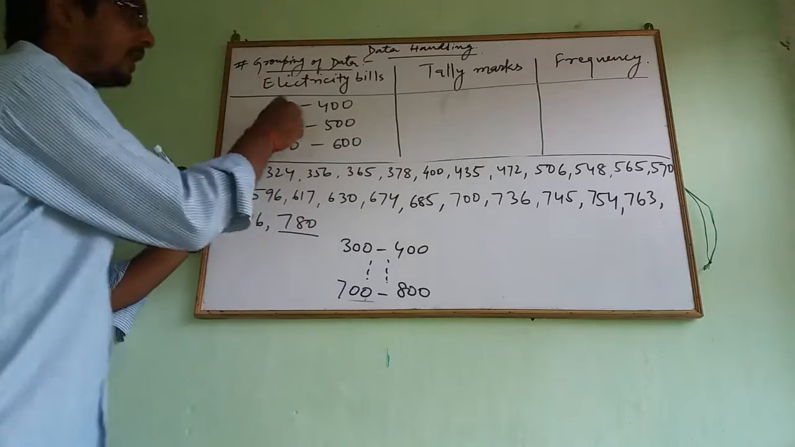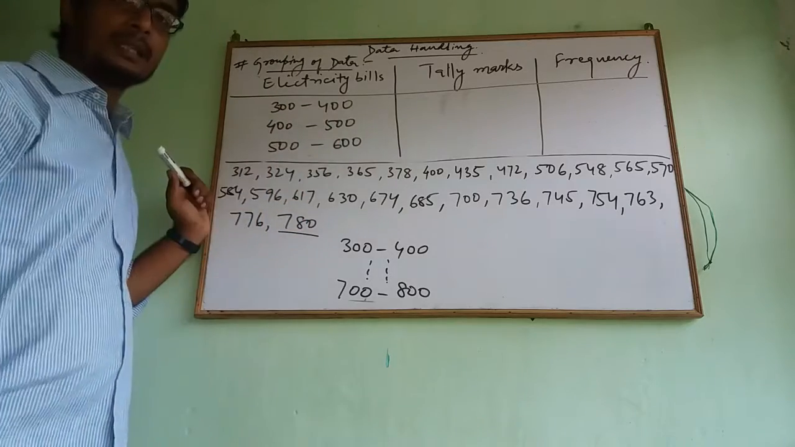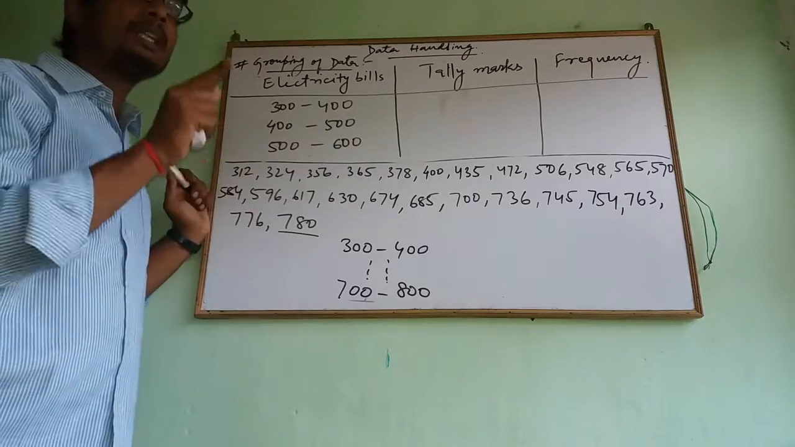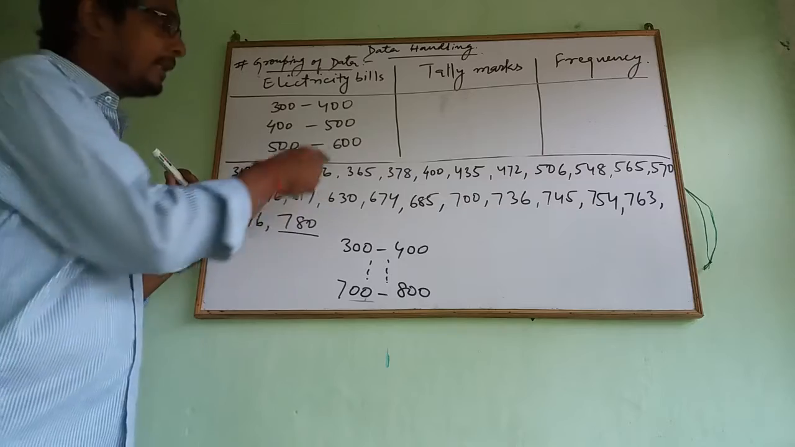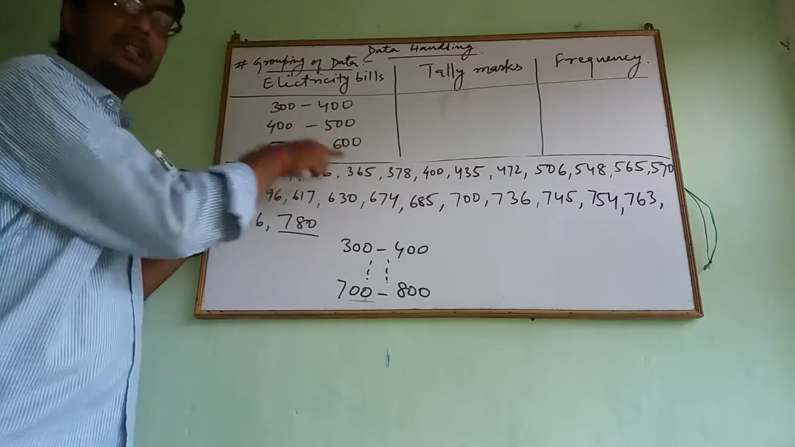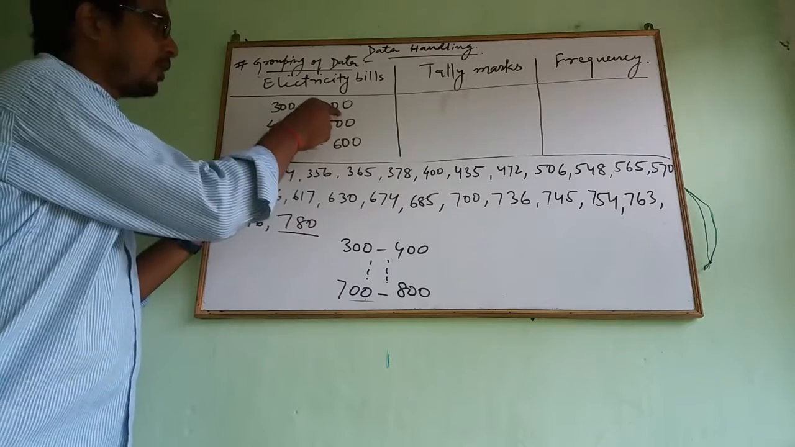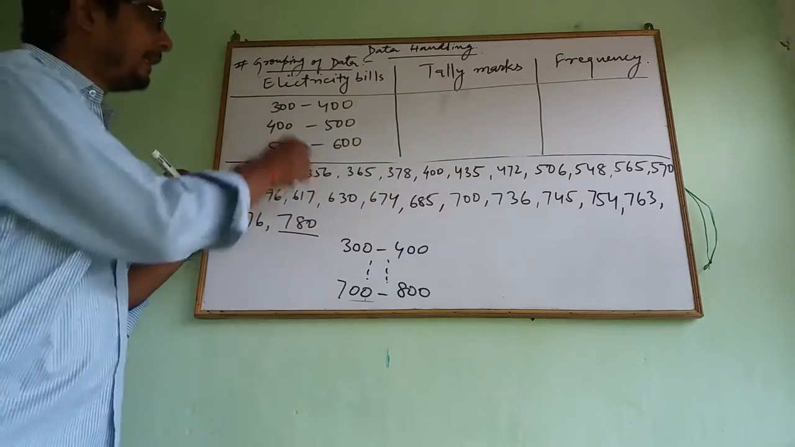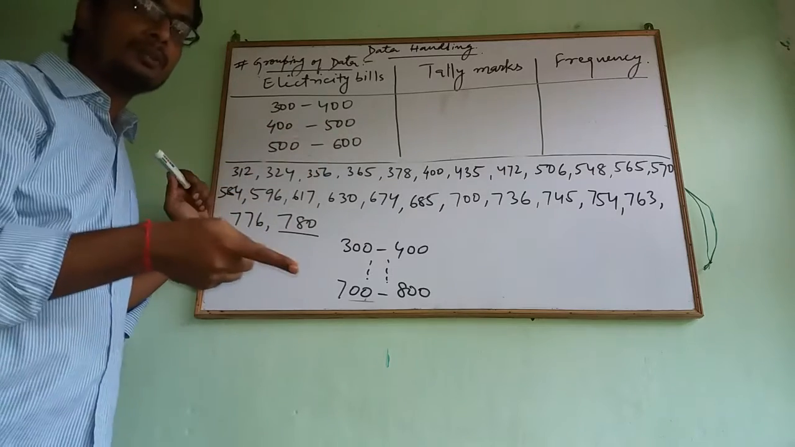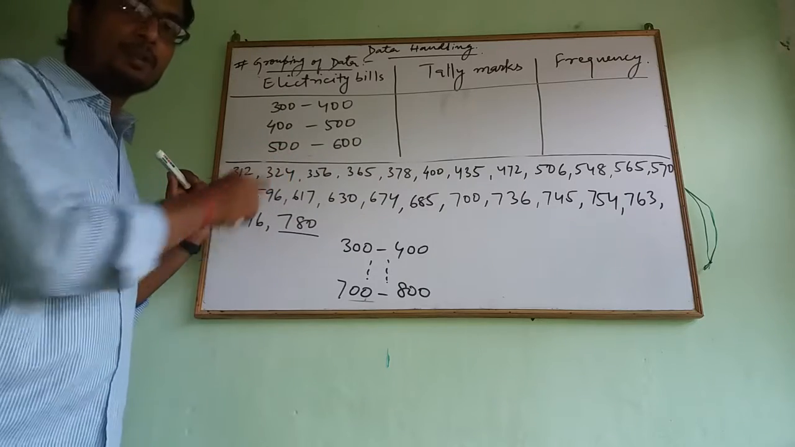So I have started with 300 to 400, then 400 to 500, then 500 to 600. In the question it is also given that 400 will not be included. It means that in the next interval 500 will not be included, and in the next interval 600 will not be included. But the 400 which is not included in the first interval will be included in the second interval. The 500 which is not included in the second interval will be included in the third interval. I hope you got it.